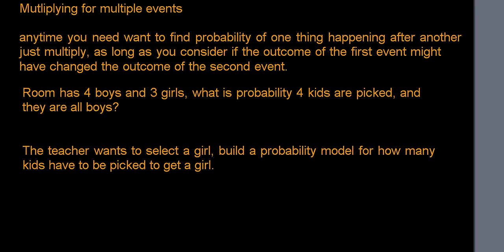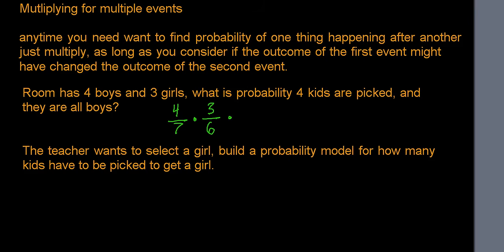So all I've got to do is walk through this. I need 4 kids to be picked. What's the probability that the first one is a boy? Well, there's 4 boys out of 7 kids to pick from. But I now need another boy, so I'm going to multiply. Well, 1 boy's already been picked, so there's only 3 boys left, and 1 kid has already been picked, so there's only 6 kids left. All I did was use my brain to think conditionally because the outcome of the first boy affected the outcome of the second boy.